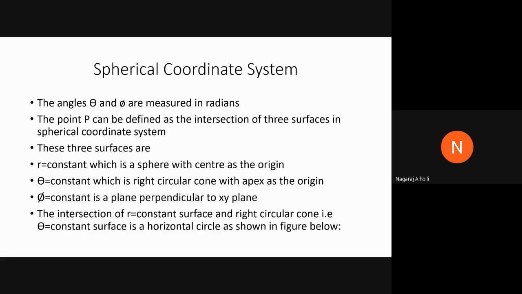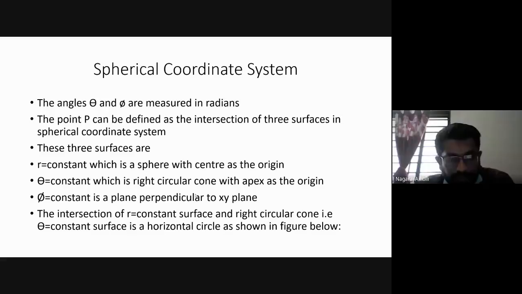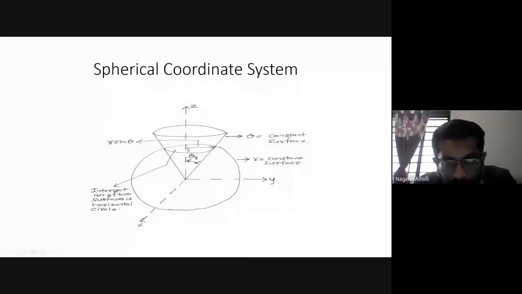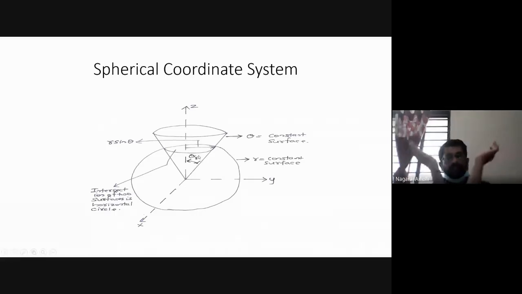The intersection of r equal to constant surface and the right circular cone, that is theta equal to constant surface. Now look at this, students, it is interesting. This is radius r equal to constant, and theta equal to constant. This is our radius r, and this is our angle theta, with respect to this line joining the apex and the base of the cone. Now both of them are intersecting. One is this, that is a cone. Another one is the sphere.